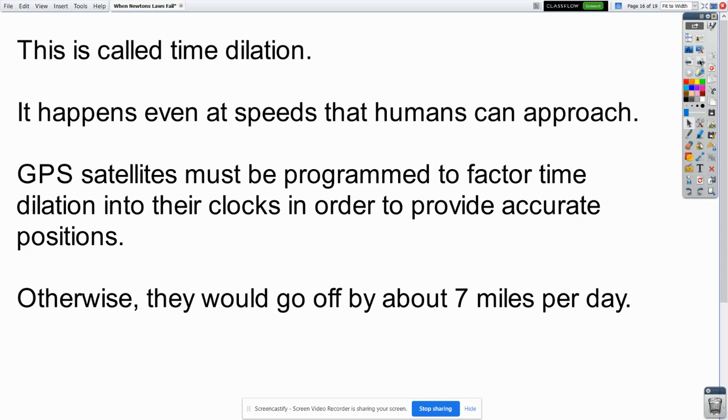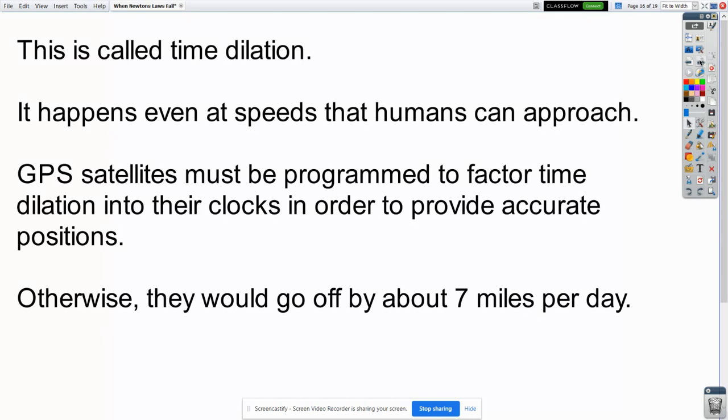And you could return back to Earth and find everybody that you left behind has passed away from just old age because you've been gone so long. And you wouldn't notice it because time slows down. It even happens at the speeds that humans approach. Our GPS satellites that are in orbit have to be programmed with time dilation in mind.